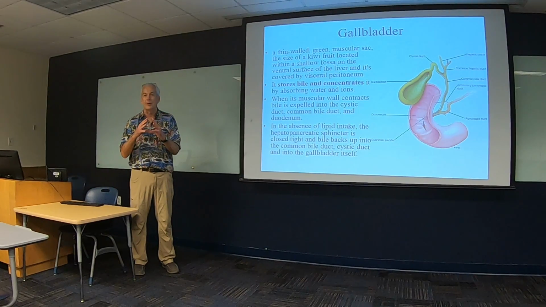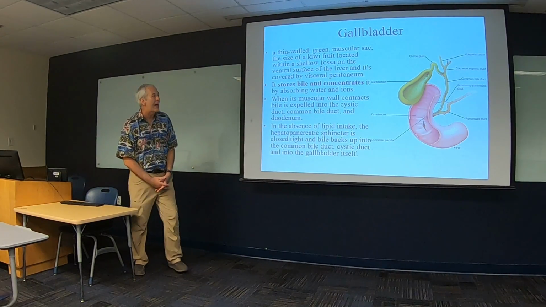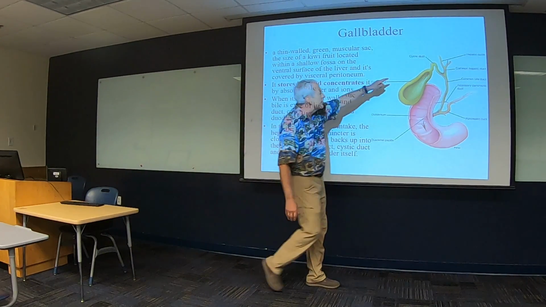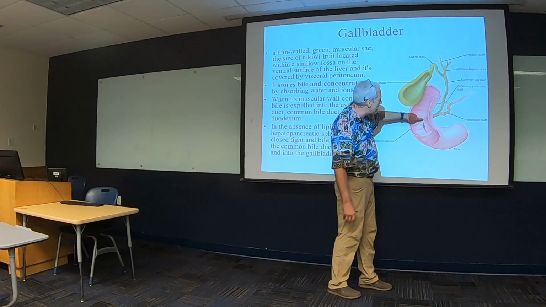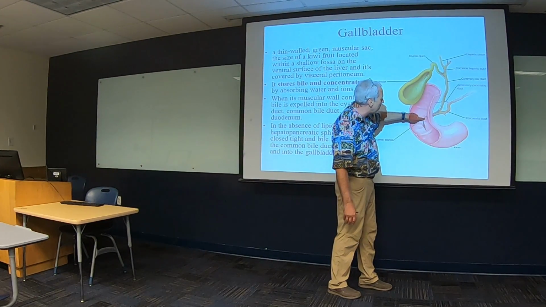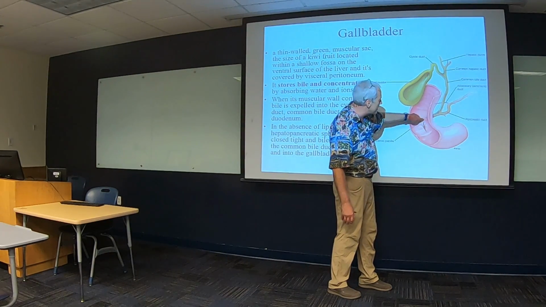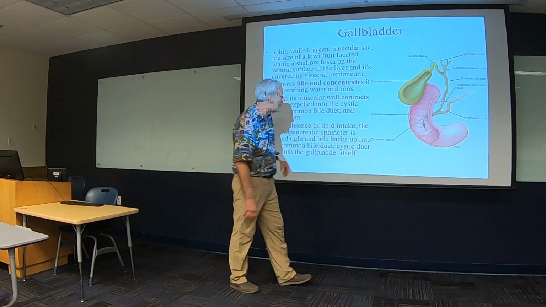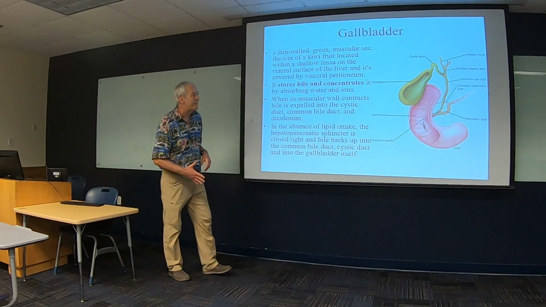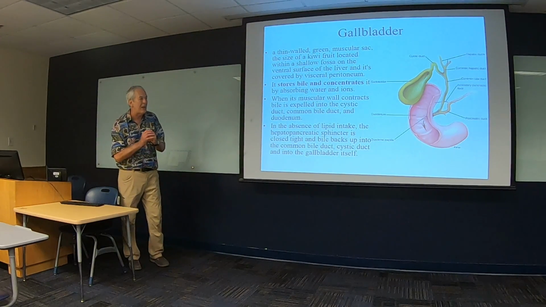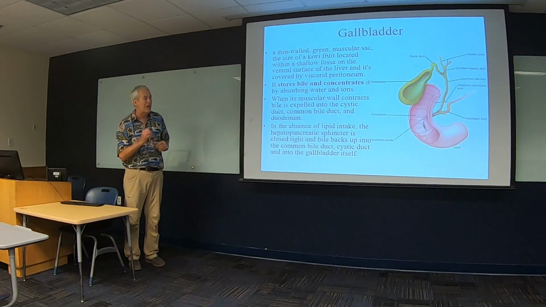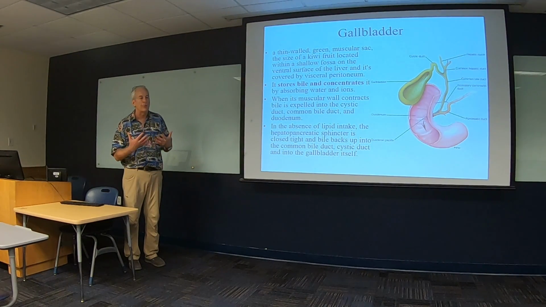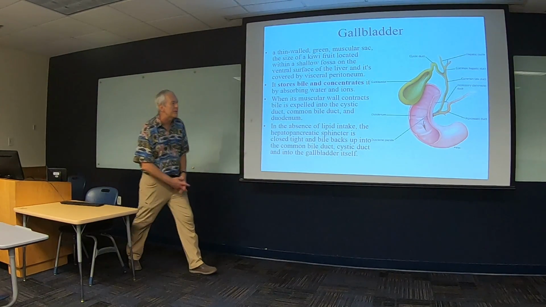Cholecystokinin causes the gallbladder to contract and release the bile, and the bile travels down this duct and ultimately goes into the small intestine through this little duct called the ampulla of Vater. And the ampulla of Vater is typically a sphincter that opens up to allow the bile and other substances.